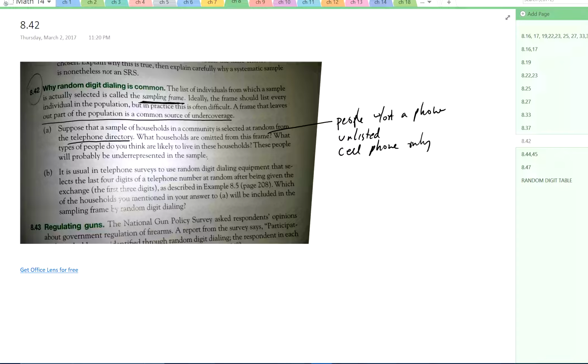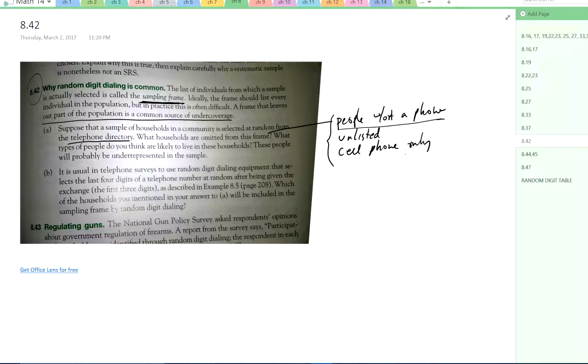Okay, what types of people do you think are likely to live in these households? Well, it depends which group you're in. If you're without a phone altogether, that might mean extremely poor people who can't afford anything. Maybe you don't even have a home. Maybe you're homeless. Unlisted might be because you just don't want anybody to know your address or where you live. That's a certain group of people that flat out don't want anyone to know where they live or any information about them.